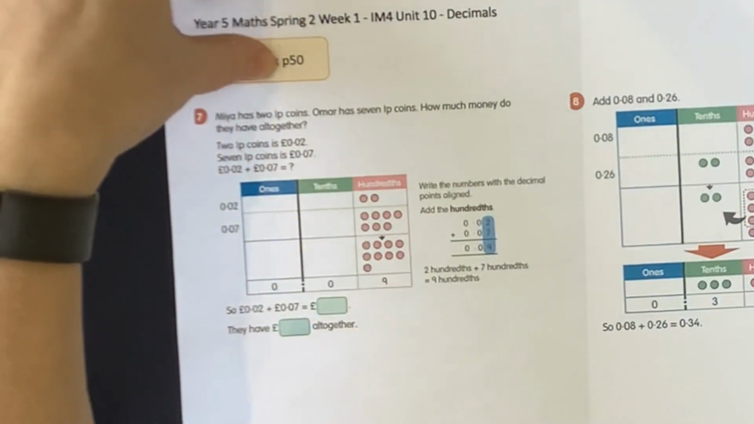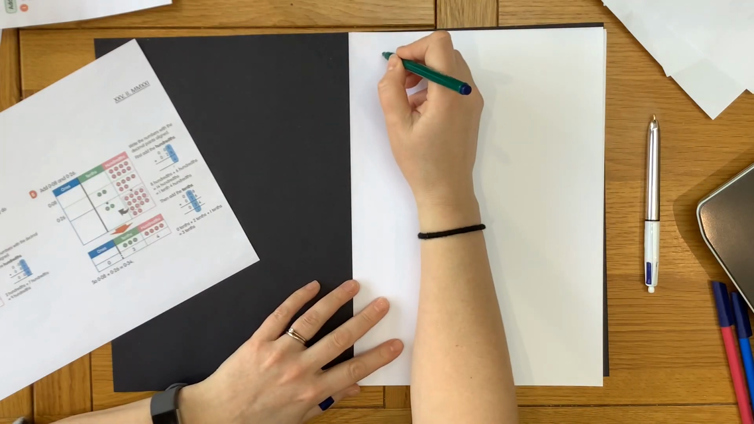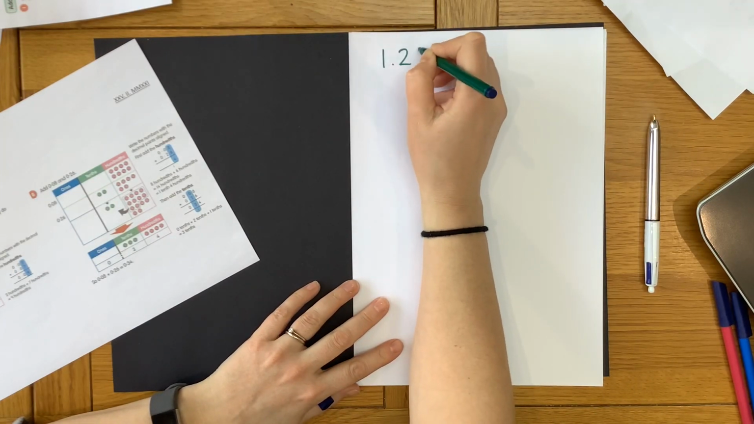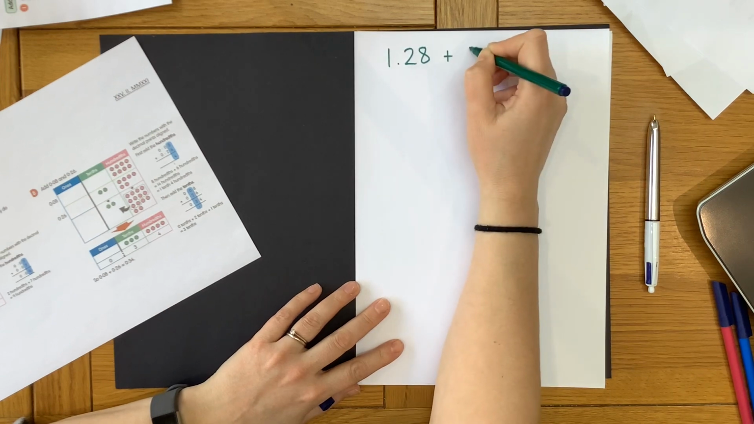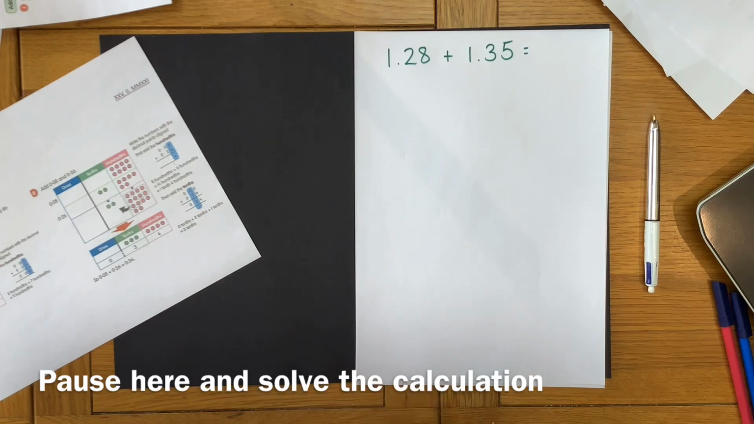Let's have a go at one of those. Can you add together for me, please? 1.28, add 1.35. Have a go at that and then unpause for the answer.